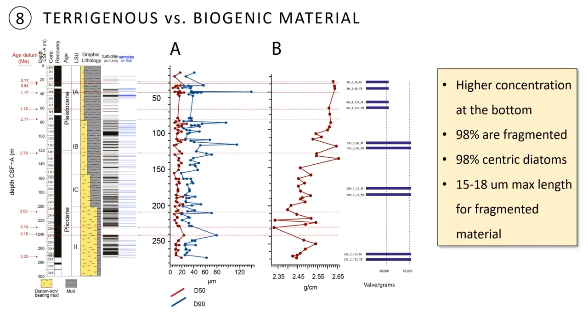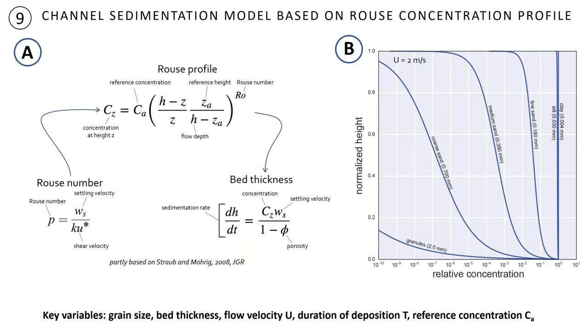Again, what we saw in the smear slides matches what we were saying before, that there's a higher concentration of diatoms at the bottom. Most of them, if not all of them, are highly fragmented. Most of them are centric diatoms, and the length reaches up to 18 maximum length. Now, all these parameters, the idea was to use them to have an idea of how the plume was and what kind of sediment we could have at the bottom of the channel by using data from the levee. So we changed the view on that process itself.